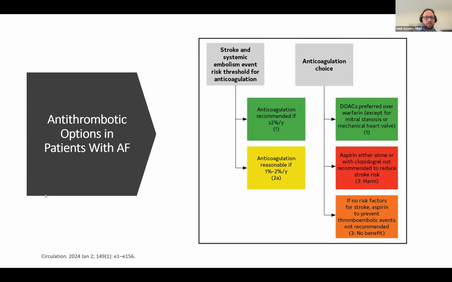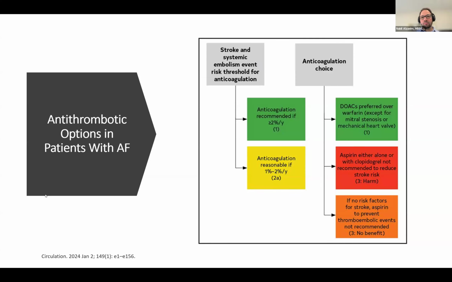So this slide is talking about the antithrombotic options in patients with AFib. So we calculate the risk. If the risk is more than 2% per year, this patient has a class 1 indication to be on anticoagulation. If the patient's risk of stroke is 1 to 2% per year, this is class 2A, reasonable to put on anticoagulation.